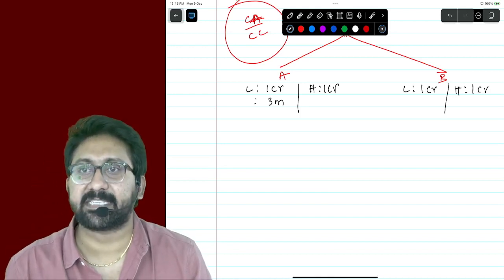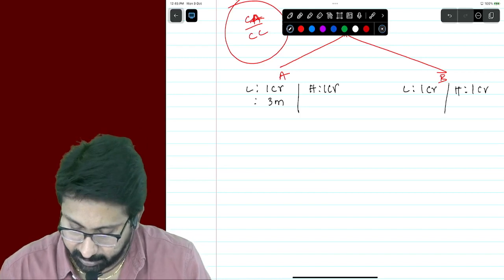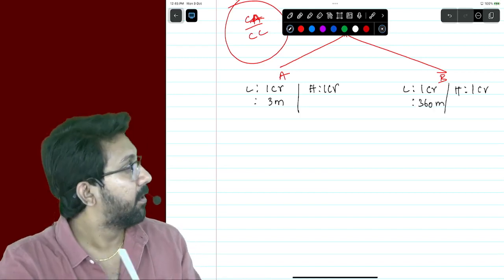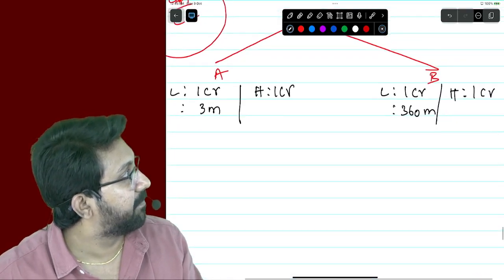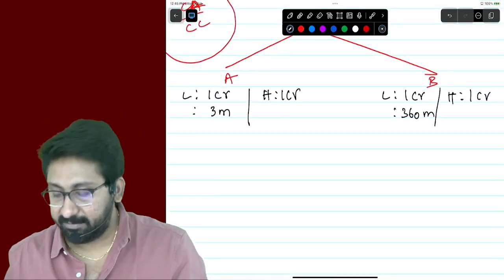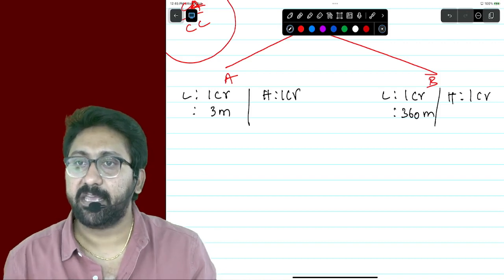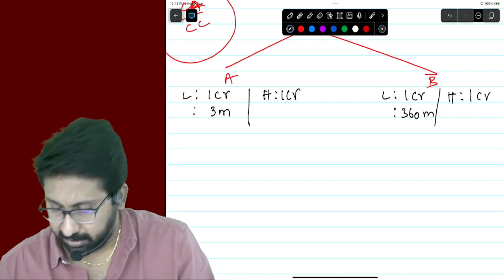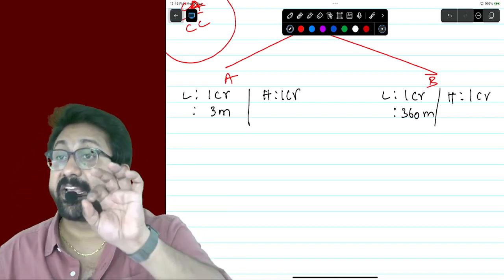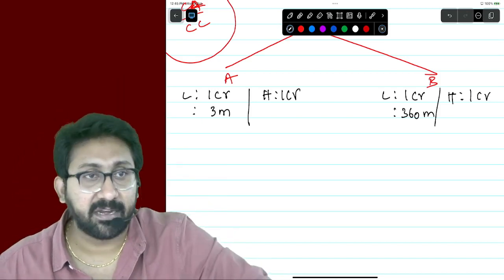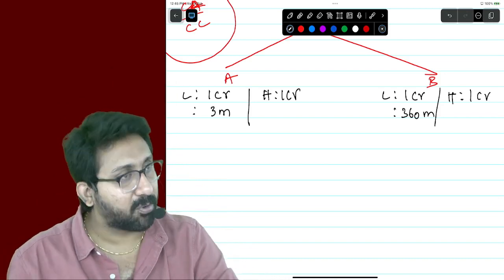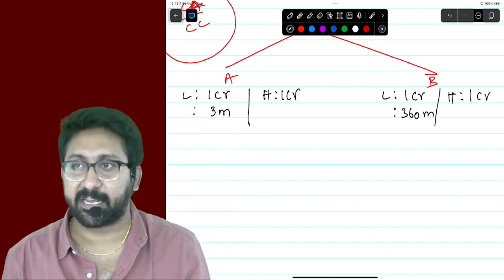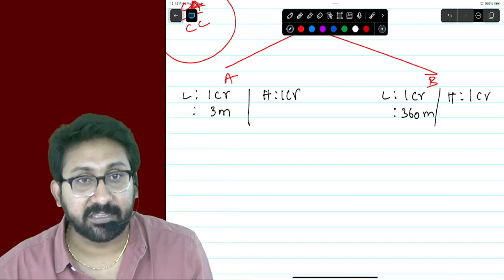A and B does the same or different? Same. He has taken for 360 months. Who has taken for 360 months? B. A has taken for 3 months. B has taken for 360 months. Technically, how many years has B taken? 30 years B has taken. And A has taken for 3 months' time.